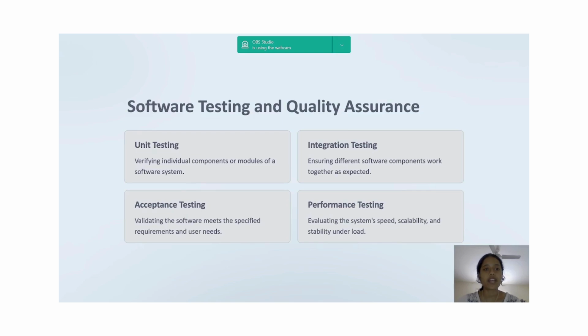So moving on, we have software testing and quality assurance. So what is software testing? Software testing is nothing but checking whether the software is meeting the requirements of the user that were specified earlier in the planning or requirement collecting phase. Software testing and quality assurance will ensure that software reliability, functionality, and performance are improved. Testing may include unit testing, integration testing, performance testing, acceptance testing, and a lot more.